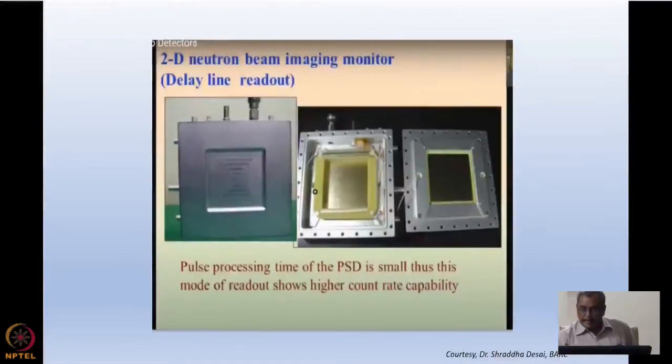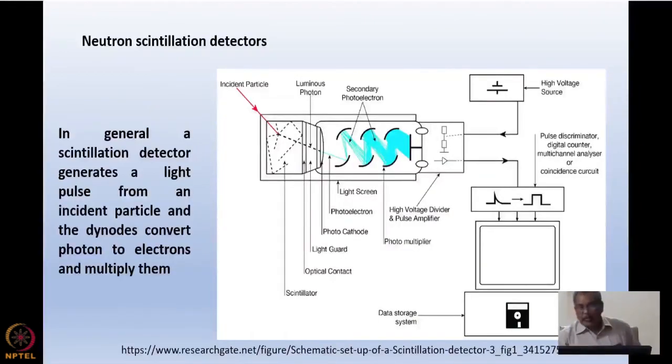And now let me come to the part of scintillation detectors. I haven't discussed it so far because these are mostly used in spallation neutron sources. And here I show you a scintillation process. Some of you may be familiar with it. So there's an incident particle inside a medium. What is the medium? It's basically something which causes scintillation. That means it absorbs the incident particle and produces photons.